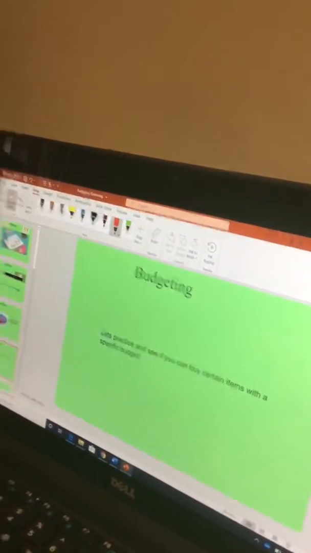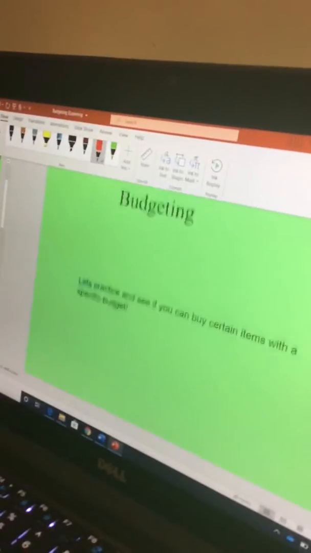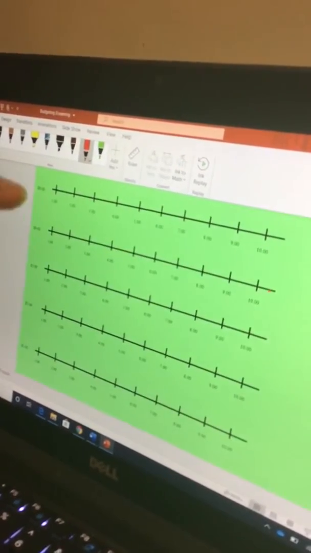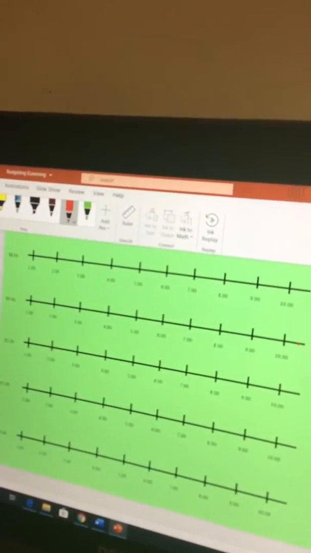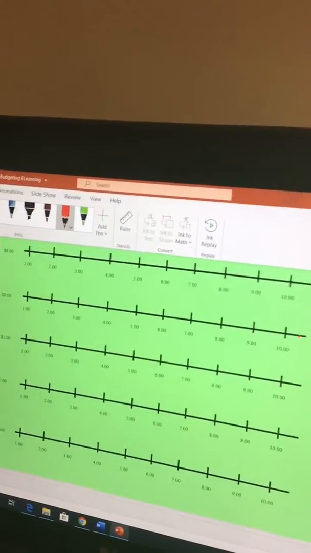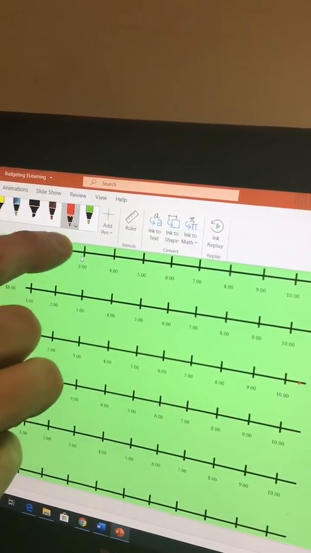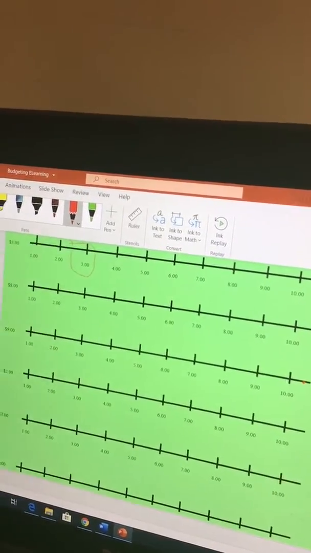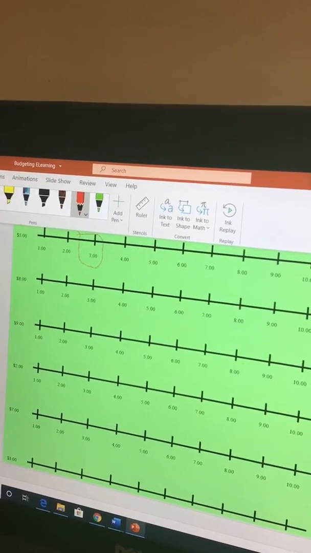So now we're gonna practice our skills, Miss Wilson. Okay, so here, our budget on the top. We have a budget of $3. Okay, so our budget is $3. Now, Miss Wilson, as the numbers go up, they get what? Bigger. And they're worth more.